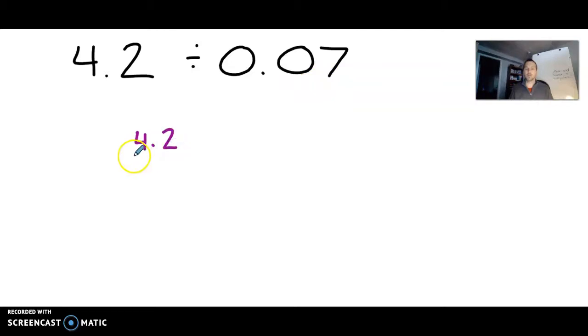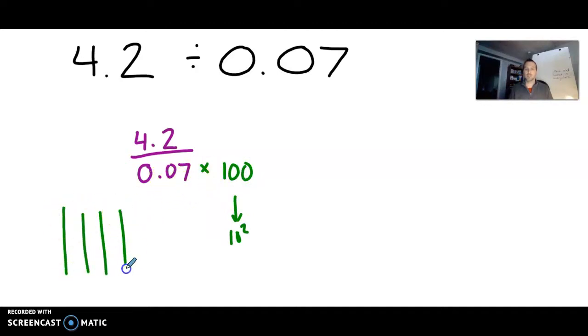4.2, or 4 and 2 tenths, divided by 7 hundredths. And as I mentioned, I like to work on this denominator first. In order to get the decimal out of here, I'm going to have to multiply it by 100, or we could say 10 to the power of 2, which means the same thing. We're moving it 2 places on the place value chart.